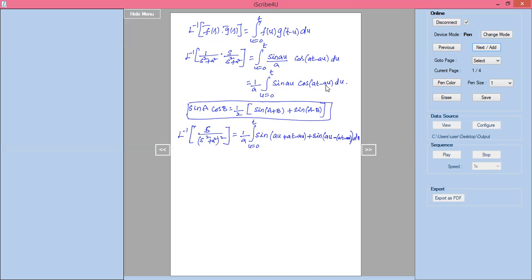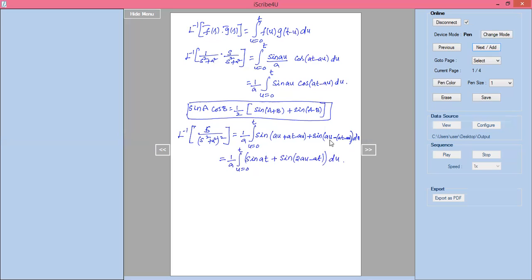Now I'll write 1 by A into the integral from u equal to 0 to t of sin of AU plus AT minus AU. Here AU minus AU cancels, so you get only sin AT. Plus, if I open this bracket, this is minus AT and this is plus AU, so I get sin of 2AU minus AT into du. Now I want to integrate this.